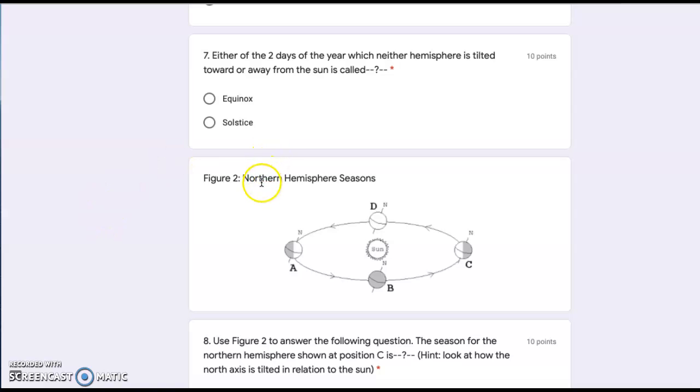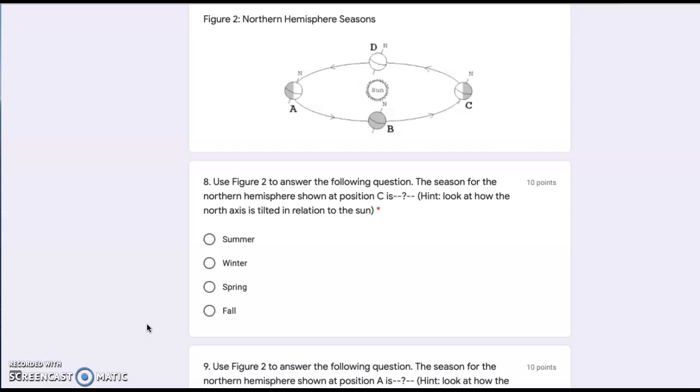Figure 2. This is showing the northern hemisphere's seasons. Number 8. Use Figure 2 to answer the following question. The season for the northern hemisphere shown at position C, which is over here, is blank. Hint, look at how the north axis is tilted in relation to the sun. So the sun's in the middle here. Summer, winter, spring, or fall.